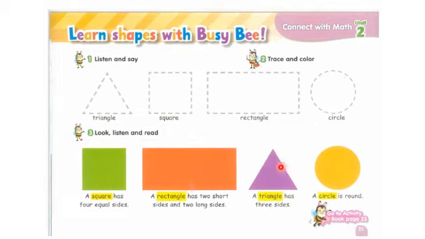Okay. Number 3, what is this shape? This is a triangle, right? A triangle has 3 sides. Here's 1, 2, 3. And what is this shape, KG1? This is a circle, right? The circle has no sides. It's round. A circle is round.